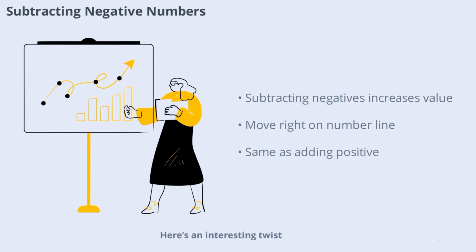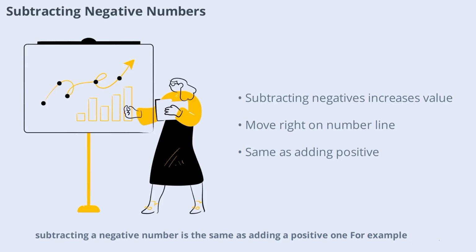Here's an interesting twist. Subtracting a negative number is the same as adding a positive one. For example, 4 minus -2 equals 6. This is because taking away a negative is like giving yourself more. On the number line, you move to the right. This rule can seem confusing at first, but it's a powerful tool for solving more complex math problems.